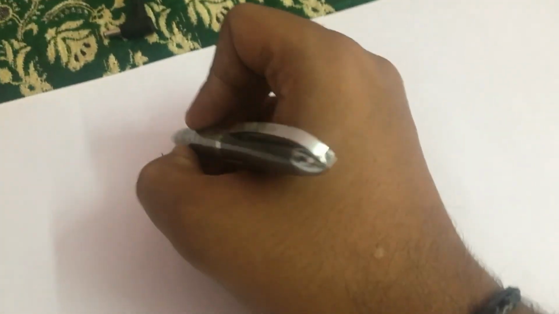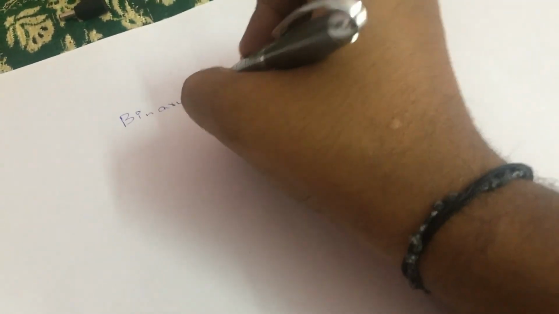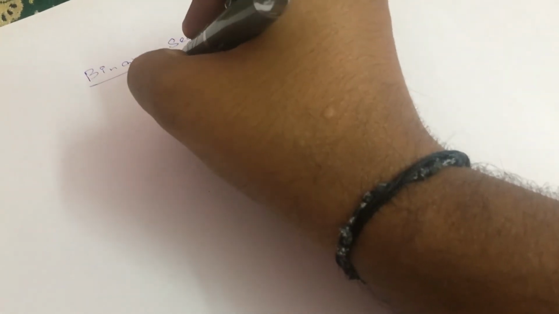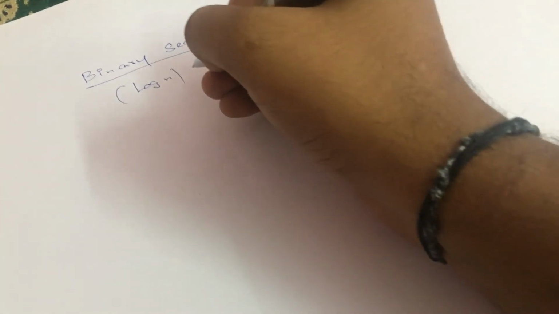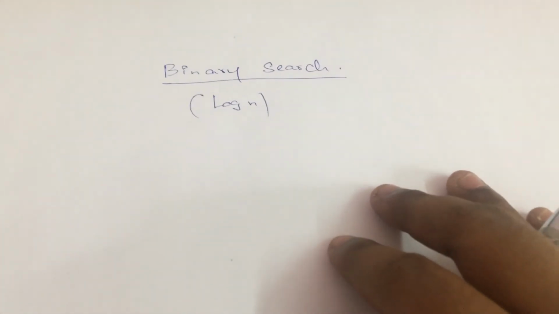So guys, now let's discuss binary search as well as merge sort. So first let me go with binary search. Binary search is a very good algorithm where the time complexity will always be log n to search for a particular element and to find whether it is present in the given array or not.